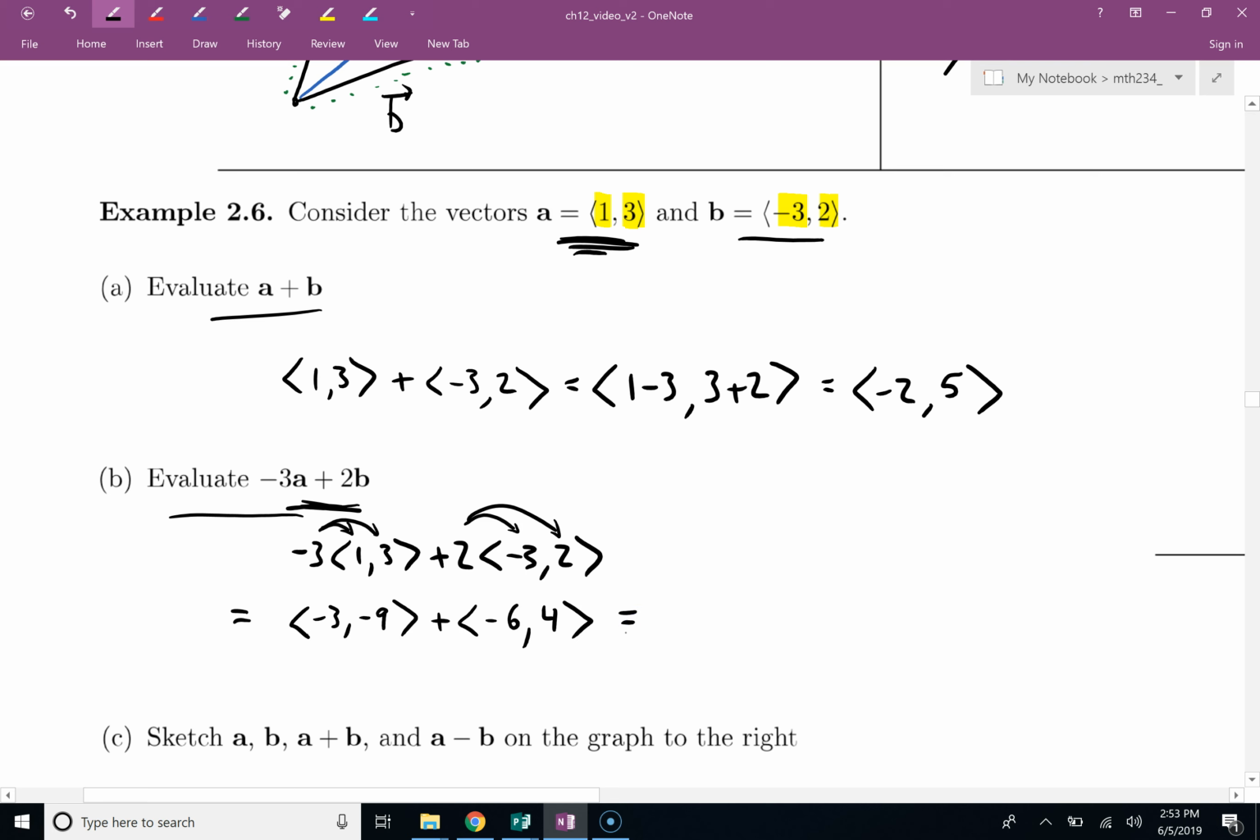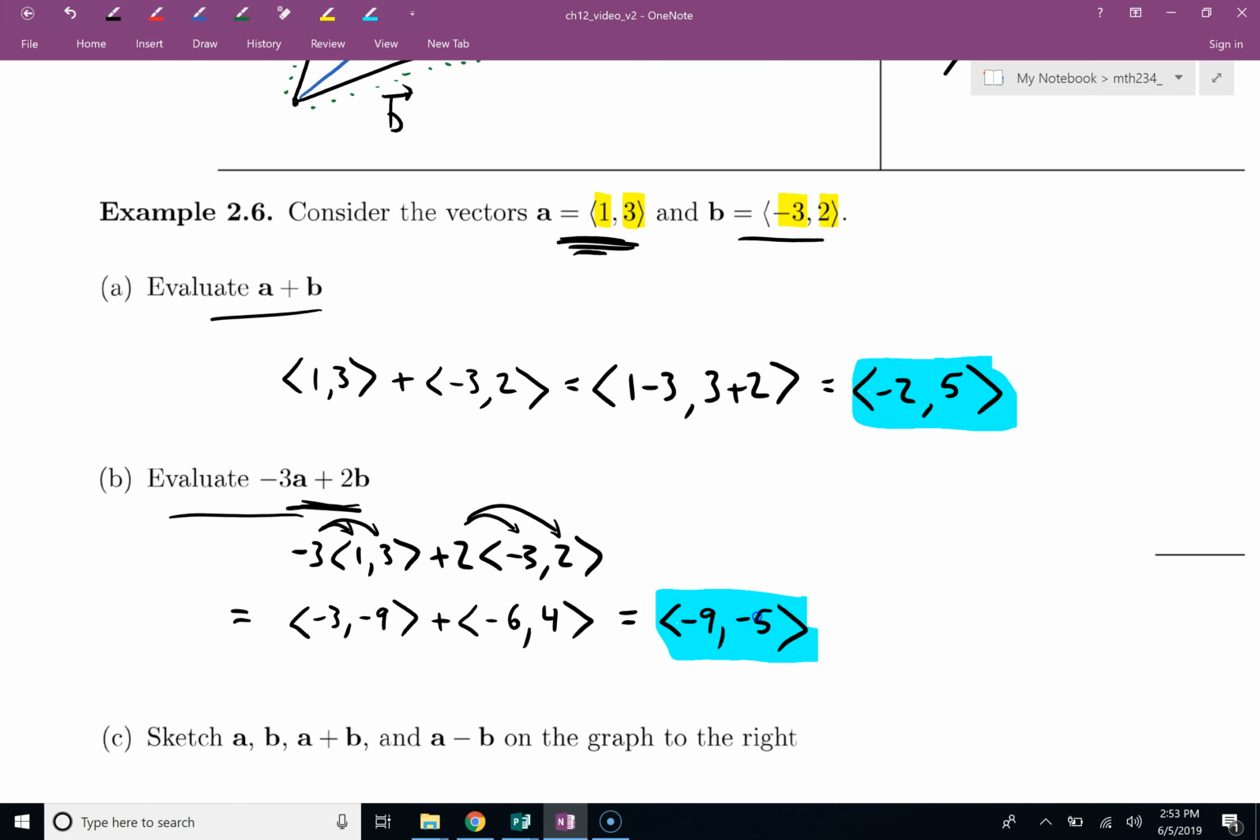We have all of our scalar multiplication done. Now let's do our vector addition. Maybe I'll do this one the fast way. So negative 3 plus negative 6, that's going to be negative 9. And then negative 9 plus 4, that's going to be negative 5. So this right here would be my final answer. I should probably get in a better habit of highlighting these things. So these are my final answers here.